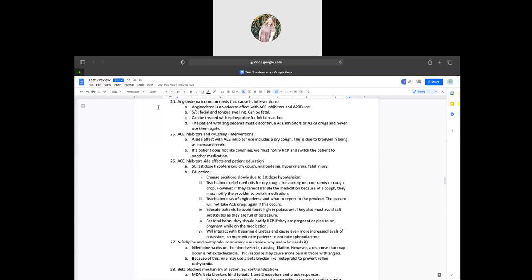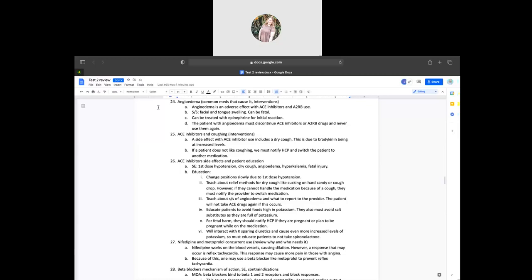Initially, if you see somebody having that angioedema, you can treat with epinephrine, but we need to make sure that the patient who has angioedema must discontinue ACE inhibitor or angiotensin II receptor blocker drugs and never use them again, because we don't want them to have that angioedema occur again. So we'll put them on a different medication to control their hypertension if they have this effect.